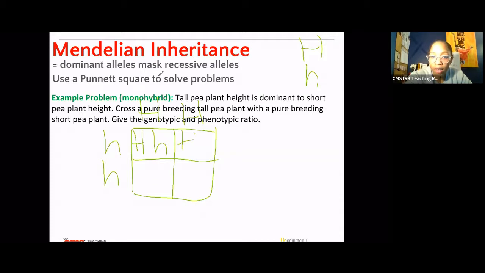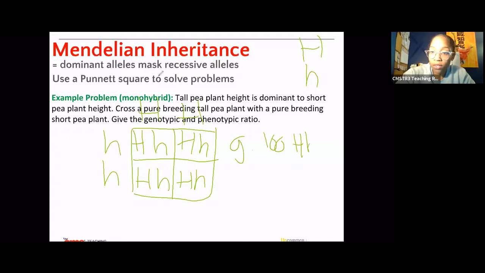And because we have 2 homozygous creatures, all of the babies are going to be the same. So for the genotypic ratio, the genotype is 100% Hh, right? They all have 1 big H and they all have 1 little h. In terms of the phenotype, or what they look like, are all of my plants tall or short?